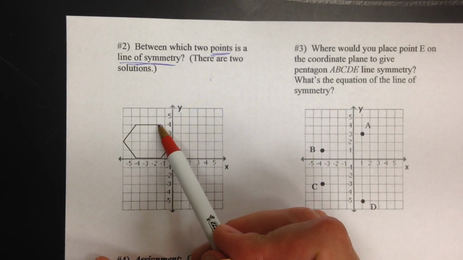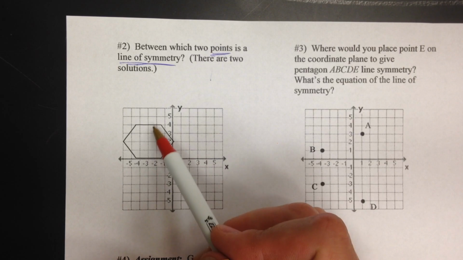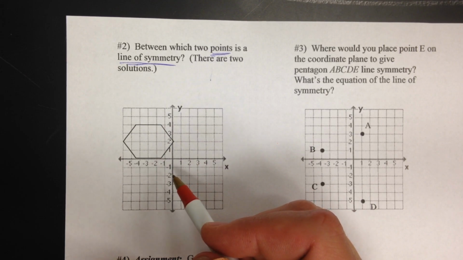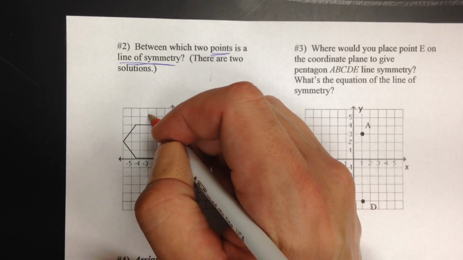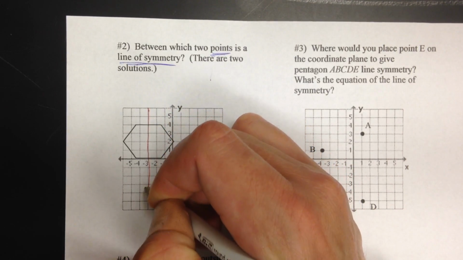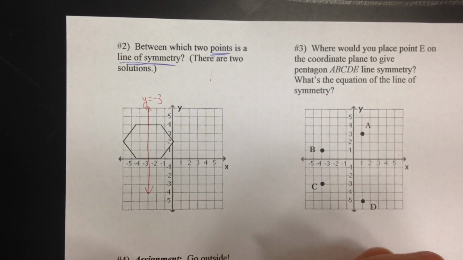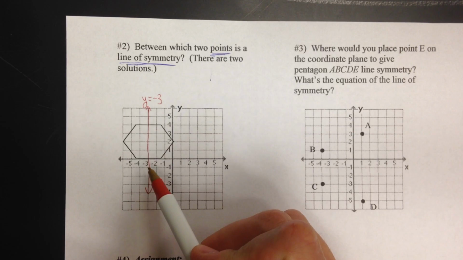So you have this figure on the coordinate plane. You have a hexagon. Where would you draw a line so that you could fold one side onto the other? Well, you may look at it vertically. You say, okay, I'll take the equation y equals -3. The left side would fold onto the right side.